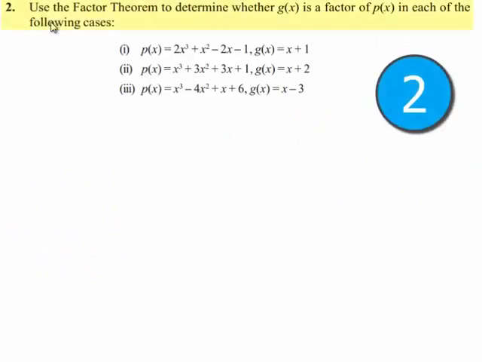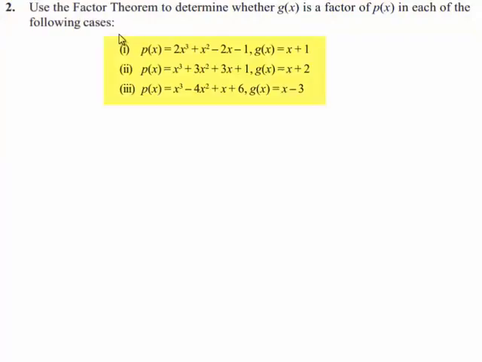Coming to the second problem, use the factor theorem to determine whether g of x is a factor of P of x in each of the following cases. We have been given three polynomials. P of x is equal to 2x cube plus x square minus 2x minus 1 and g of x is equal to x plus 1.